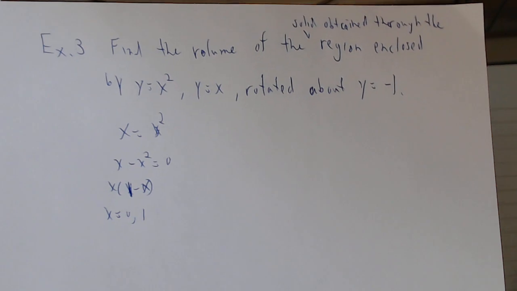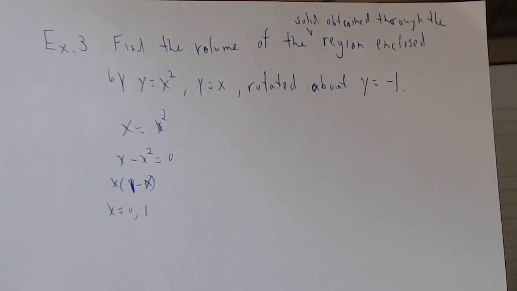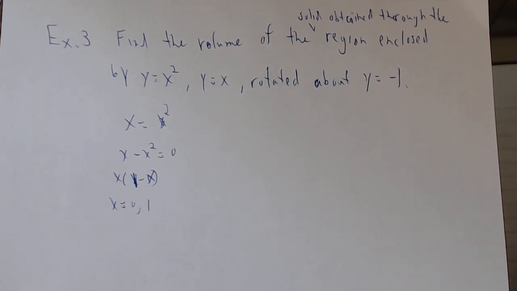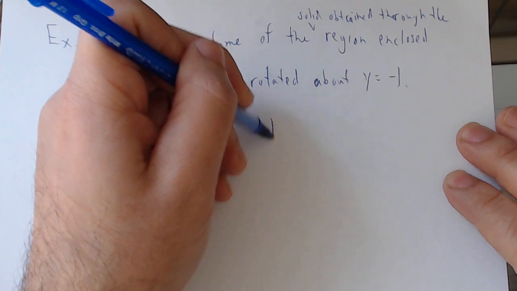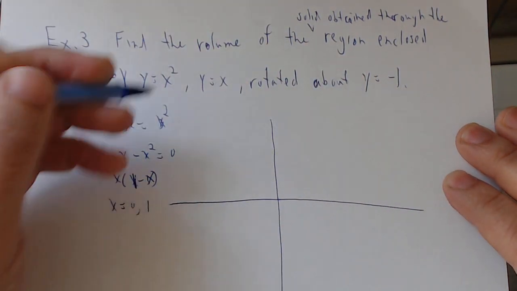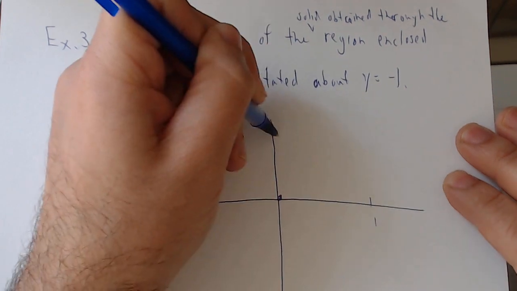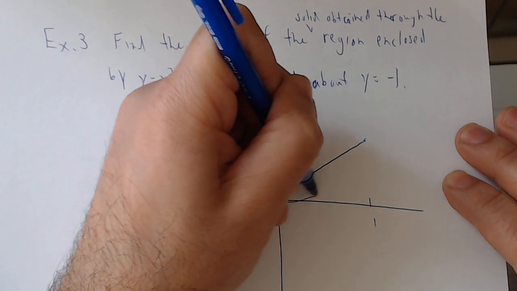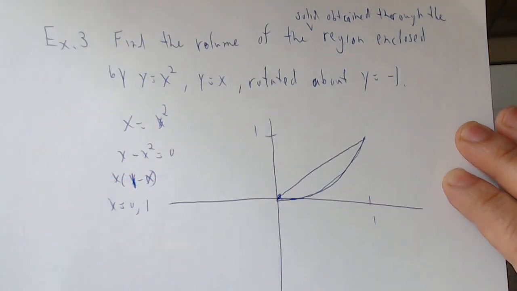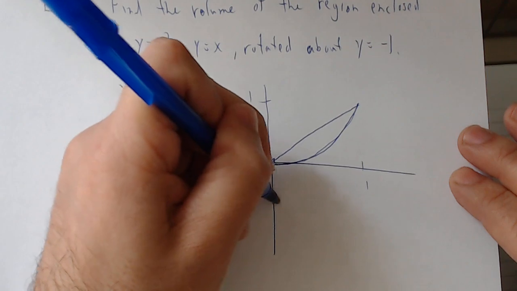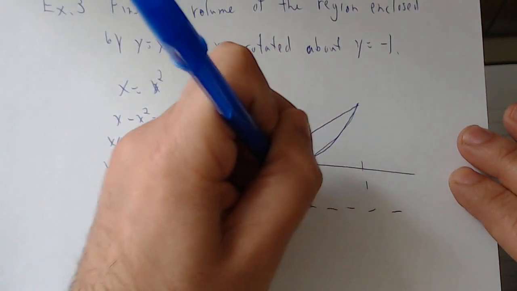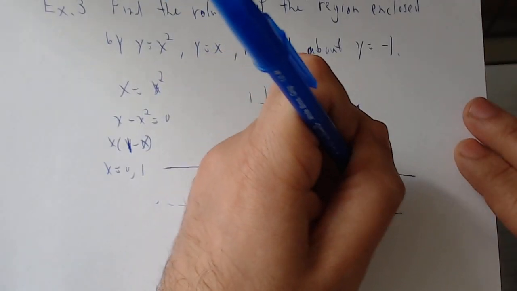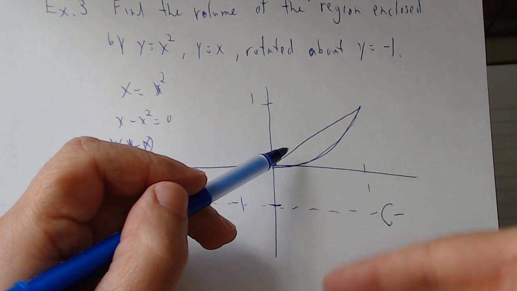So let's draw the picture, because the picture is probably the most important thing here. In fact, if you look at the two examples I did prior to this, without a picture we're kind of stuck. So with a picture, we have 0 and 1. This is the line, and this is x squared. I'm grabbing this region and rotating it about y equals -1, so this is my axis of rotation, and I'm rotating it around.